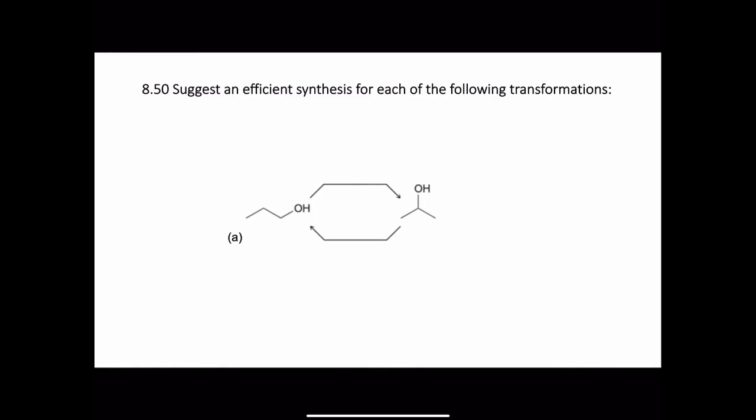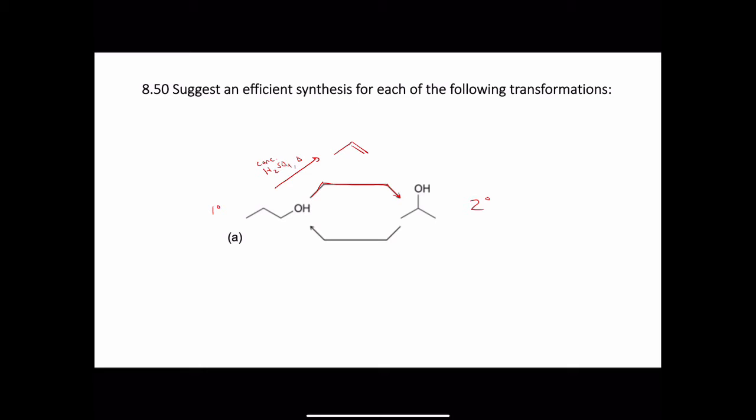So what we're going to end up doing is converting a primary alcohol to a secondary alcohol. If I take a look at the first set of reaction arrows, to convert that primary alcohol to the secondary alcohol, I'm going to have to proceed through an alkene intermediate. The easiest way to convert the primary alcohol into an alkene is to treat it with concentrated sulfuric acid. So I'm going to put concentrated H2SO4, and then I'm going to heat that up, and that's going to help drive the water off. So that's an elimination reaction, and I'm going to end up with propene.